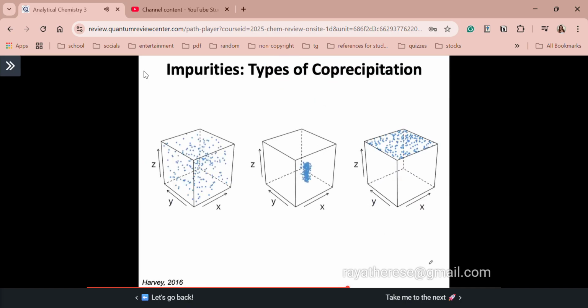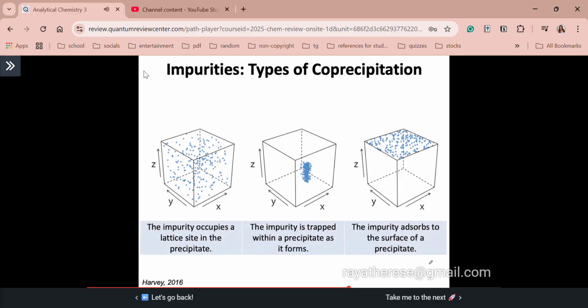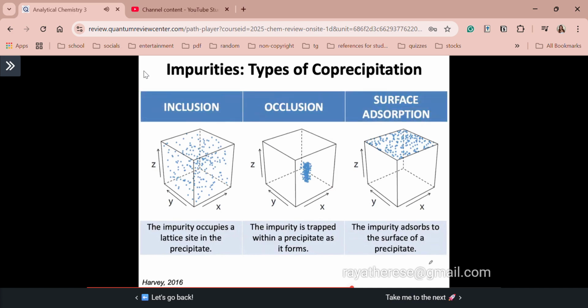Ano kaya ito? At saka ito. Let's describe here in the first picture. The impurity occupies a lattice site in the precipitate. Alam na, feeling belong. And then here, at the second picture, the impurity is trapped within a precipitate as it forms, pero localized. Okay, ito class ang inclusion, occlusion, surface adsorption.